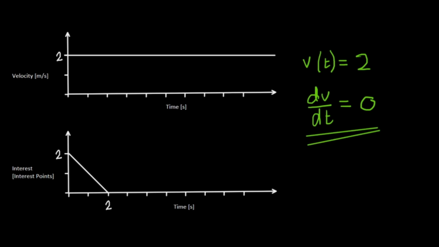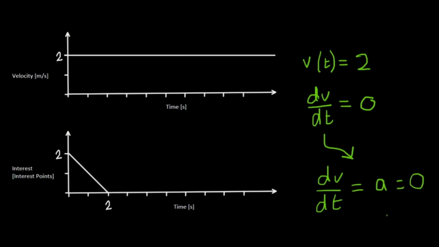Well, what is the derivative of velocity? Since we know differentiating gives the rate of change, the derivative of velocity must be the rate of change of velocity, which intuitively we know is acceleration. As we just worked out, the derivative of the car's velocity is 0. Therefore, the car's acceleration is 0. This matches what we see on the graph.